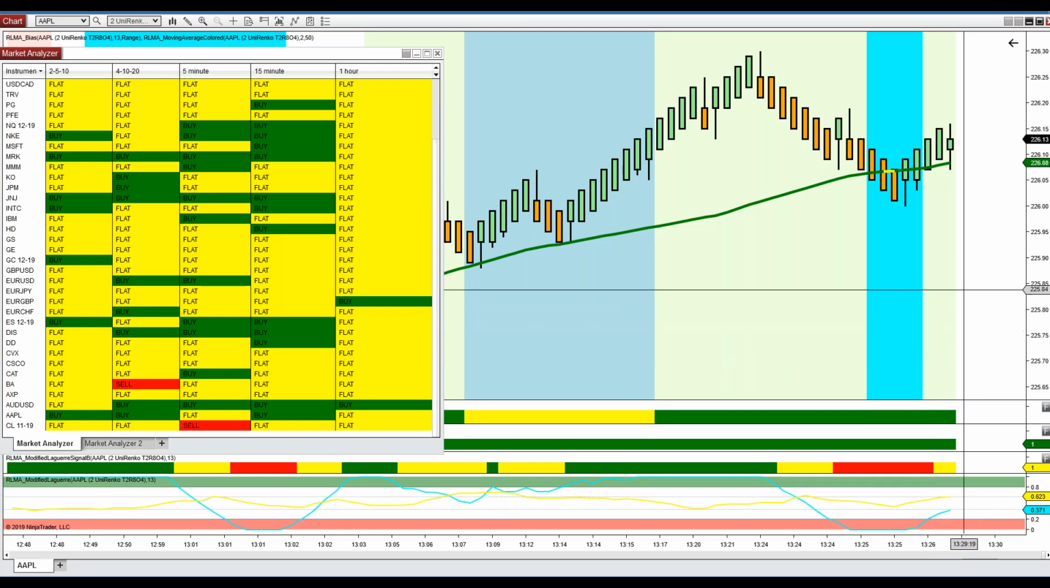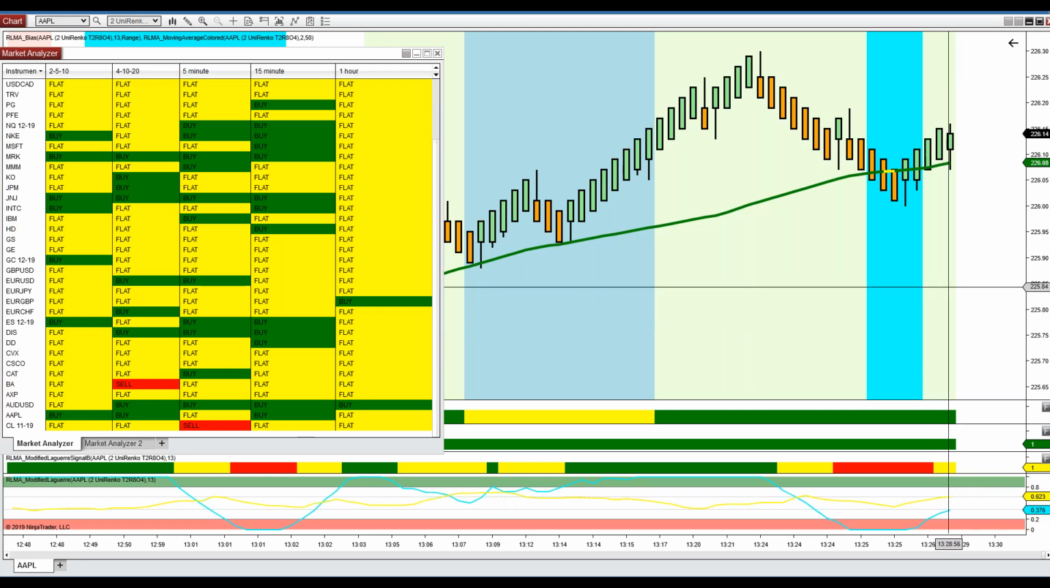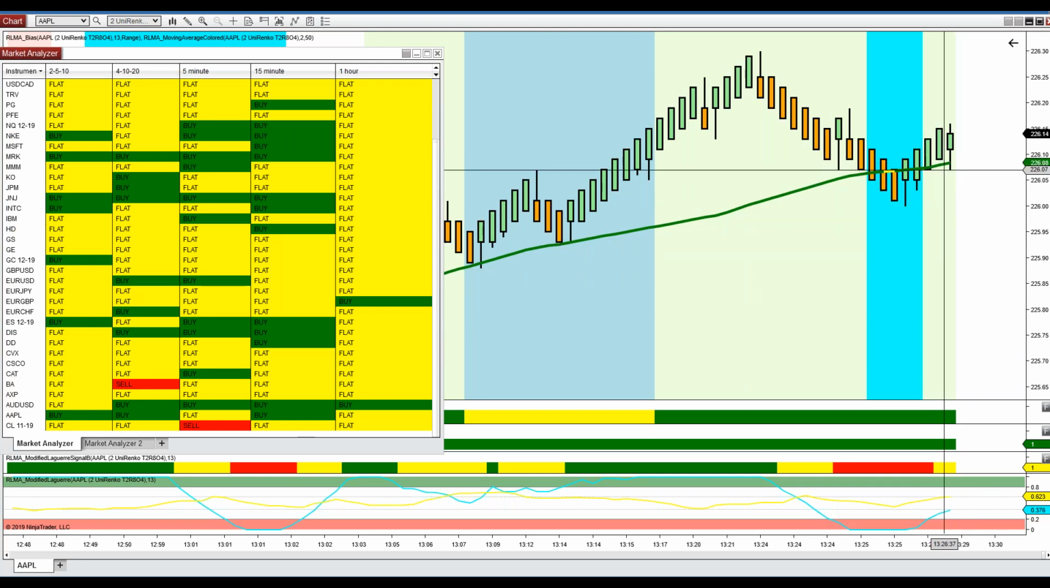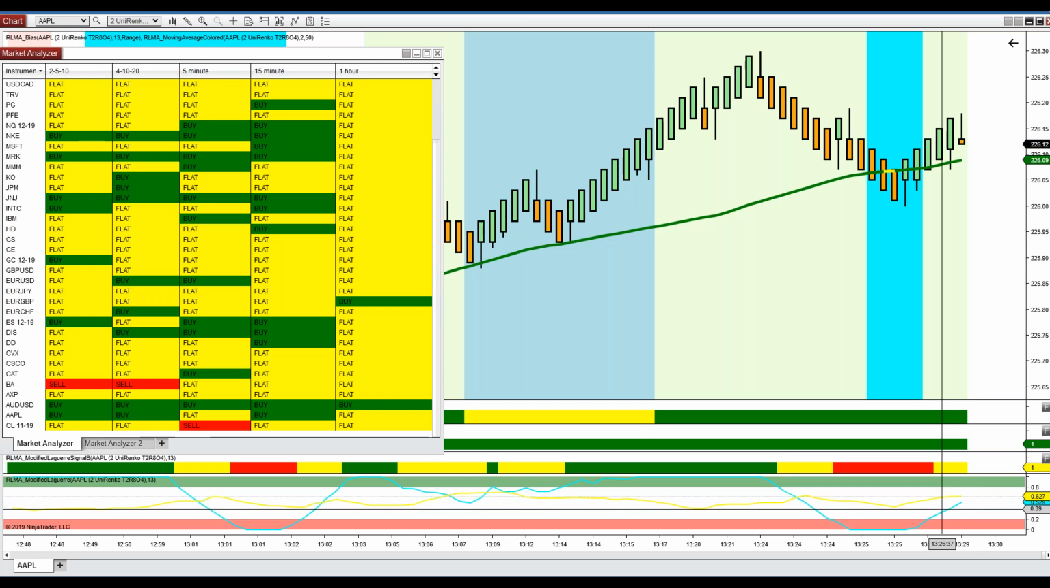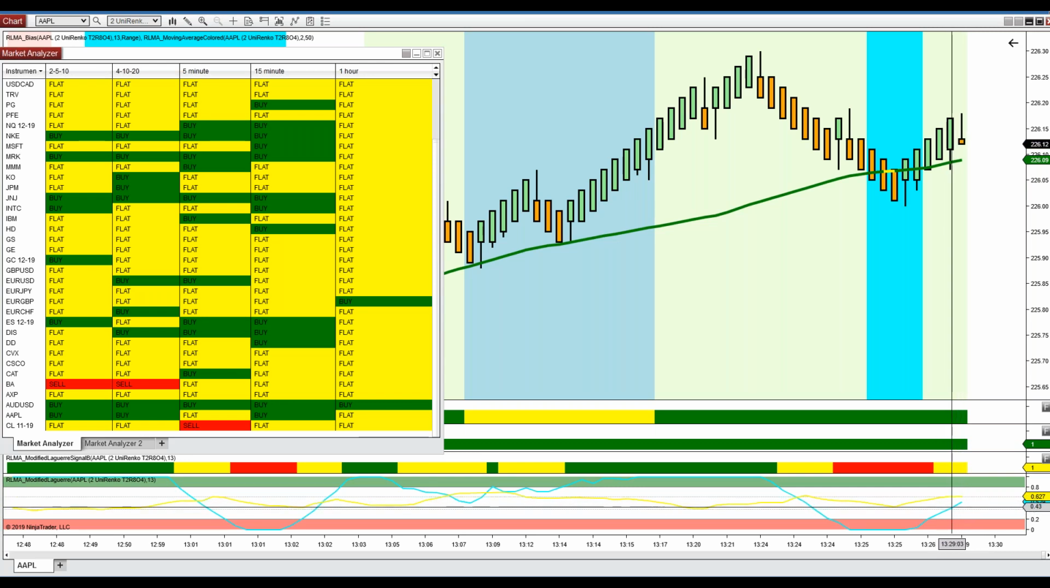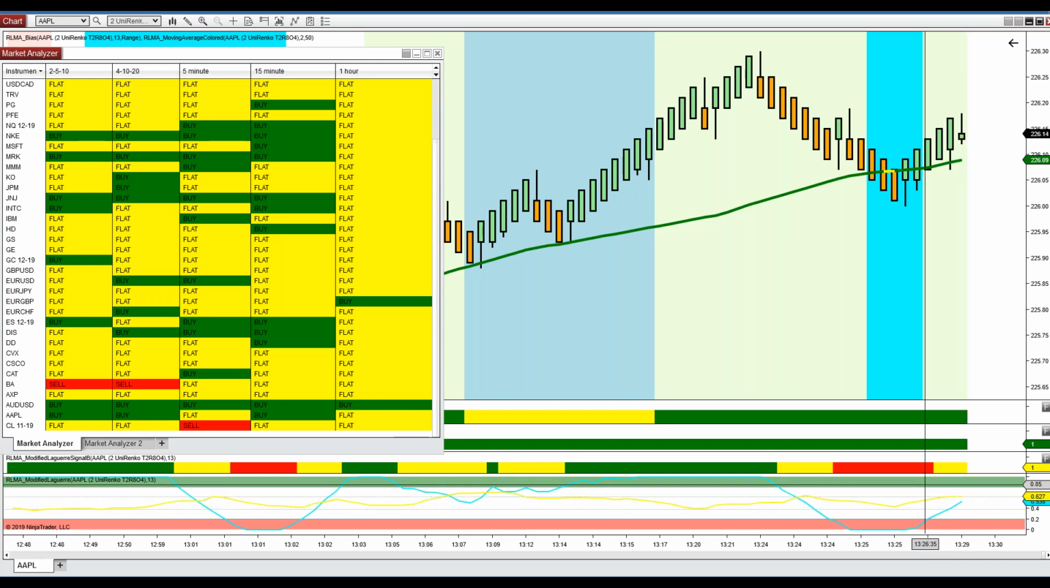Look at the background color. It's green. Look at where the candle is. It's above the 50. Look at the money flow. Positive. Look at the multi-time frame Laguerre. Positive. Look at the slope of the chart Laguerre. It's heading up. And it's giving you a buy signal on Apple on this time frame.